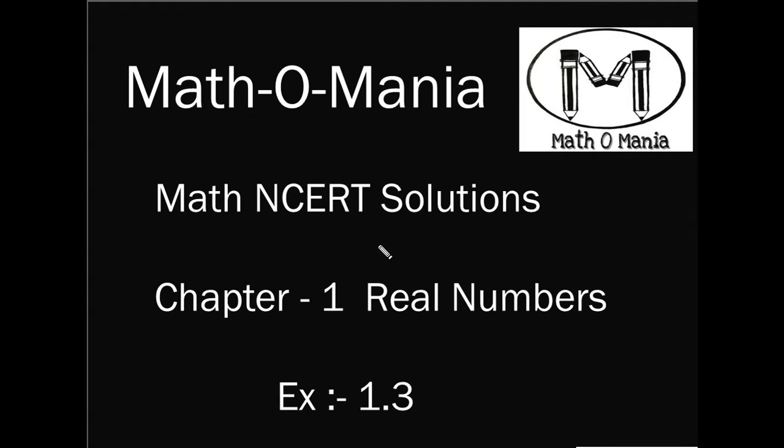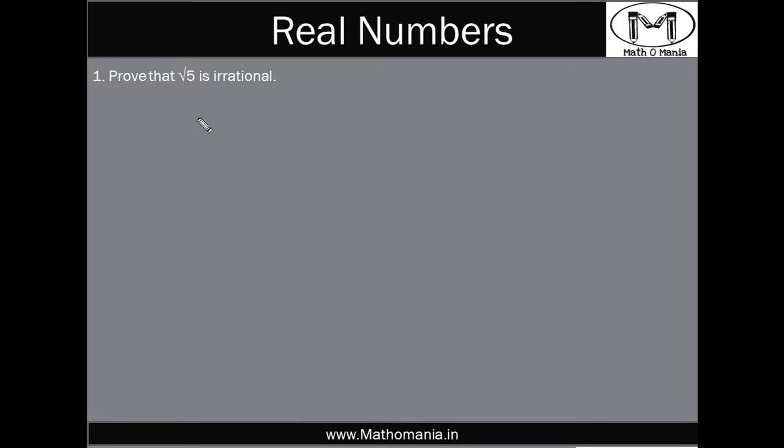Exercise 1.3, chapter first, real numbers. Our first question is that we need to prove that root 5 is irrational. What we'll do is assume that root 5 is rational, so in case it is a rational number, it must be of the form p upon q.